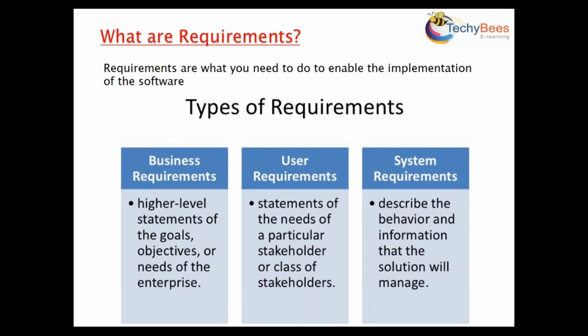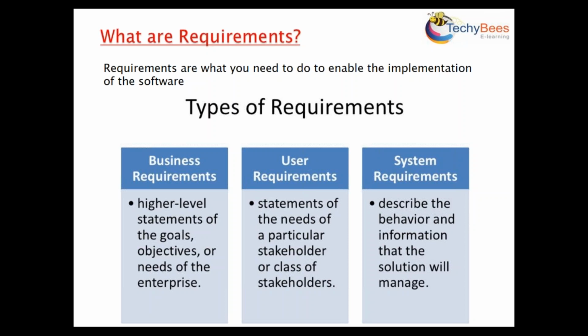Higher level statements of goals or objectives that are the needs of an enterprise or the need of a business. So higher level statements of goals and objectives that define the need of a business is referred to as a business requirement. Next, you have the user requirement. Statements of the needs of a particular stakeholder or class of stakeholders. So what the stakeholder or a stakeholder's point of contact has to define is referred to as a user requirement.